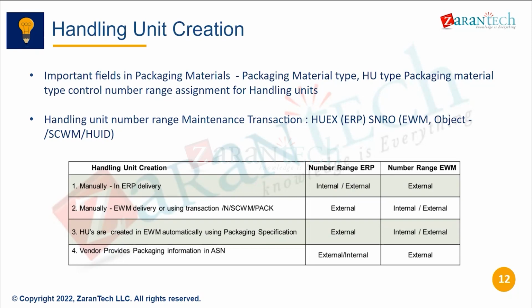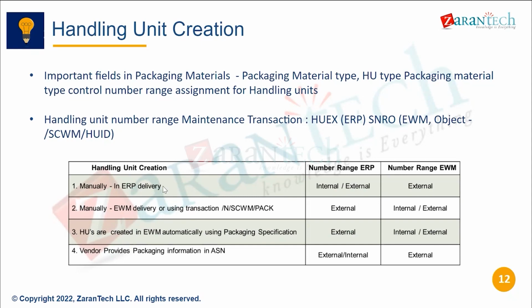So these will all be your packaging materials, and the packaging material type for all of these materials will be VERP. This is an internal product which we are going to consume in the warehouse, to put the actual materials in a proper manner. Okay, so you can see handling unit number ranges we have to maintain, and this handling unit number can be created in ERP as well as in EWM based on our client's requirements.